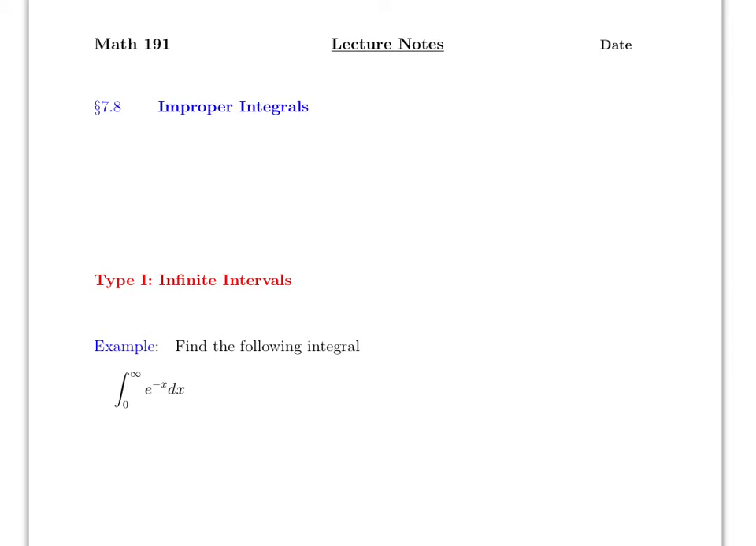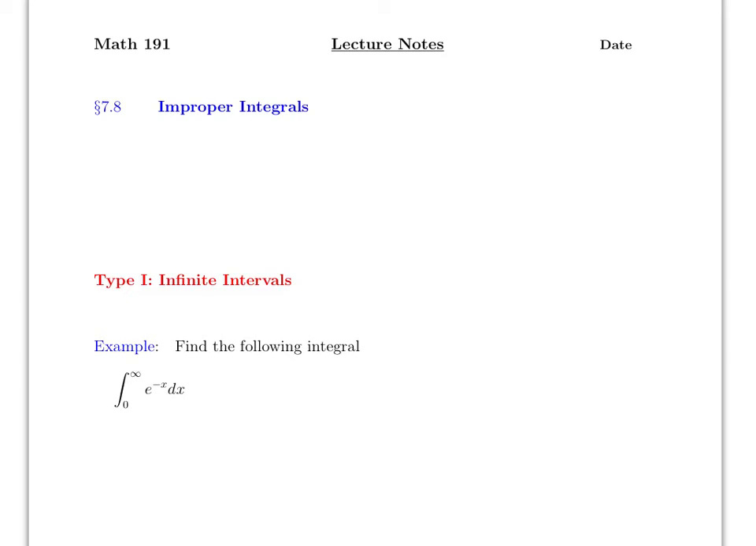Hello everyone, this video is going to cover section 7.8, which is called improper integrals. Now, in terms of integration techniques, there is nothing new. You should be able to integrate every single integral here with all the methods from 7.1, 7.2, 7.3, or 7.4. The only thing new here is we're going to categorize this into two types. Type 1, which is going to be called infinite intervals, and type 2 will be discontinuous. So that's the only difference.